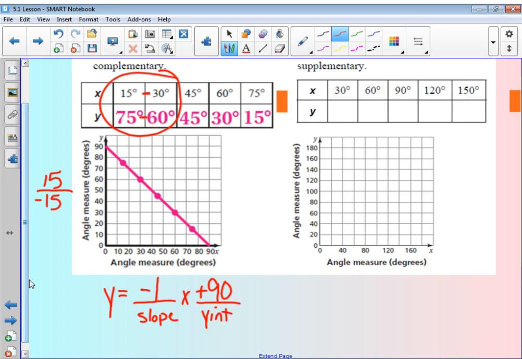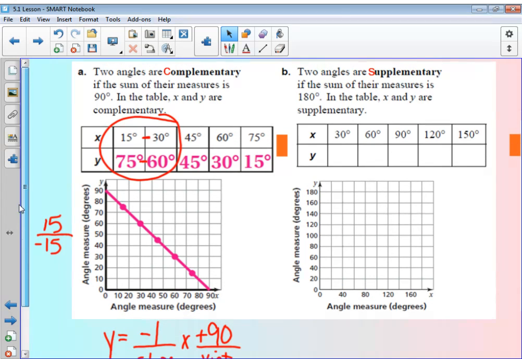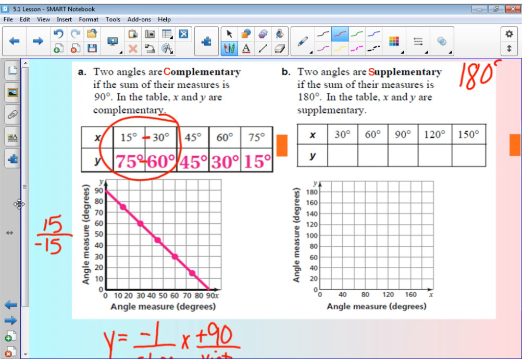Okay, so now what I want you guys to do is go ahead and pause your video, and you're going to work your way through the supplementary angles. So let me slide up really quick so we can read through the directions. It says two angles are supplementary. Remember, supplementary starts with an S, and we can create an 8, so it's the 180 degree measure. If the sum of the angles of their measures is 180 degrees, in the table, X and Y are supplementary.